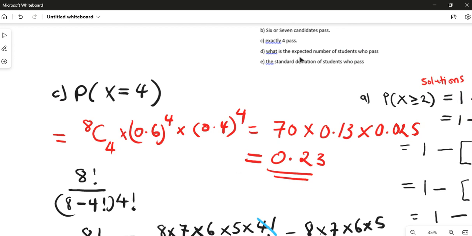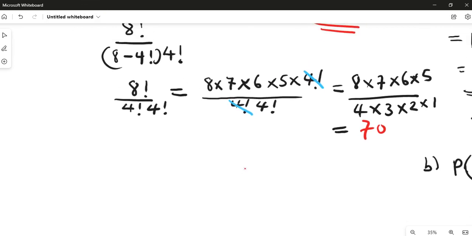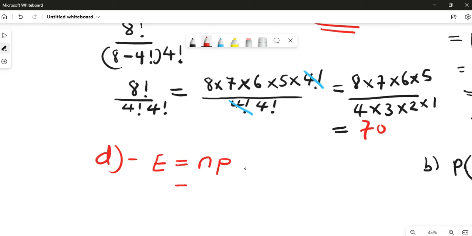Now we go to the next part. It asks us, what is the expected number of students who pass? Very easy to get the expected number. So that will be part D. Expected number, which is the same as the mean. The expected number or the mean is equal to the number of trials times the probability of a success. The number of trials, which is the number of candidates in this case, is 8. The probability of a pass is 0.6. 8 times 0.6, we get 4.8. Since we're talking about humans here, we can round 4.8 off to 5. The expected number of students to pass is 5.